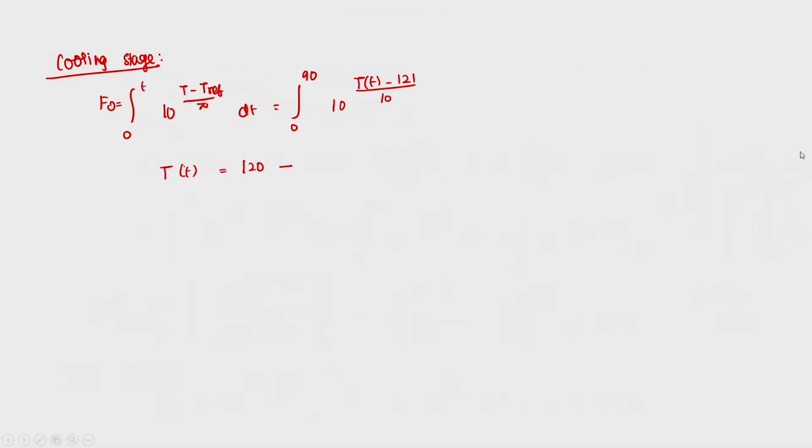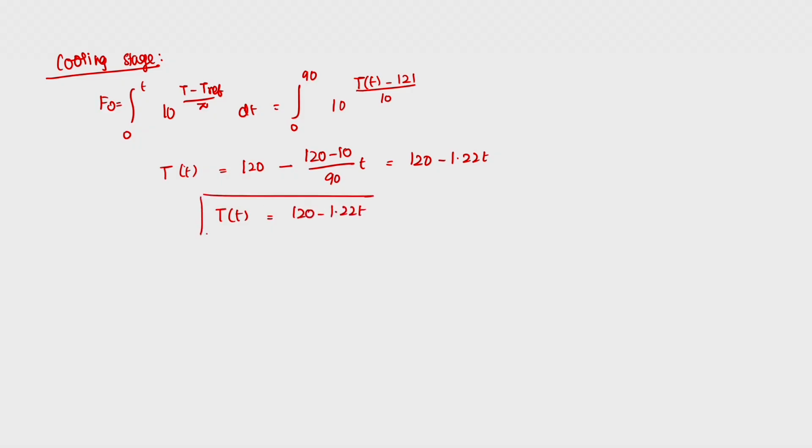So, this time consumption is 90 seconds again, right. So, here 120 minus 10 degree. So, number of seconds required is 90 into t. So, 120 minus 10 upon 90, which is nothing but 1.22 t. So, now I got temperature as a function of t, which is nothing but 120 minus 1.22 into t.